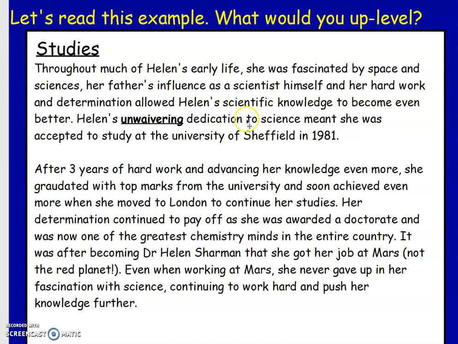So, after 3 years of hard work and advancing her knowledge even more, she graduated with top marks from the university and soon achieved even more when she moved to London to continue her studies. Her determination continued to pay off as she was awarded a doctorate and was now one of the greatest chemistry minds in the entire country. It was after becoming Dr. Helen Sharman that she got her job at Mars, not the Red Planet.